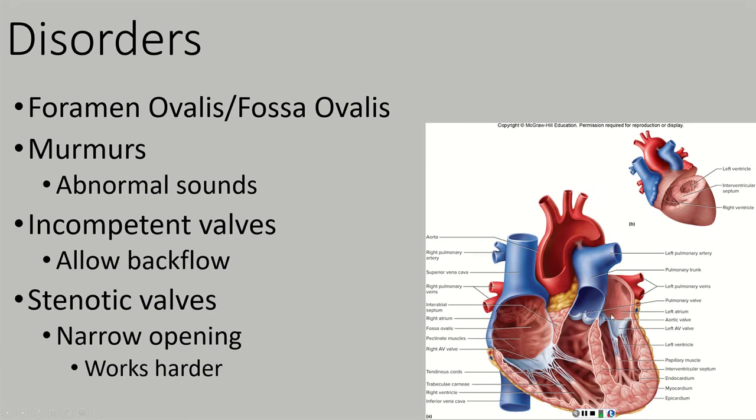The other 2 valves are called semilunar valves. The semilunar valves are in between the ventricles and whichever great vessel leaves that ventricle. So here we can see the valve that's in between the right ventricle and the pulmonary trunk. This is called the pulmonary semilunar valve. Here we can just see a little bit of this guy right here that's in between the ventricle and the base of the aorta. This is called the aortic semilunar valve.